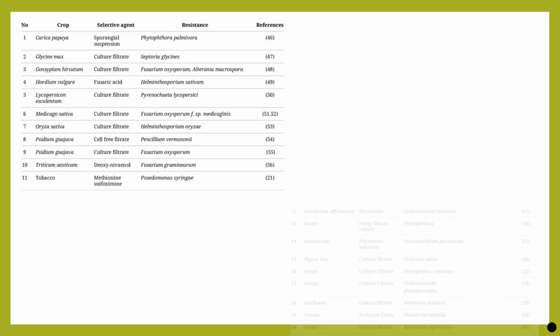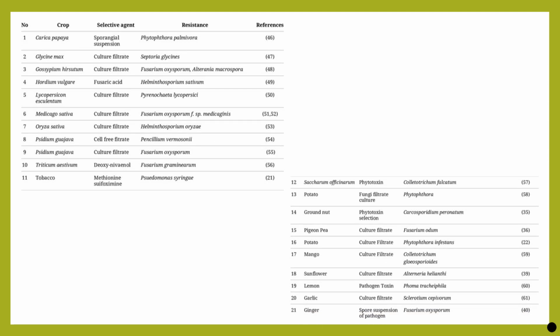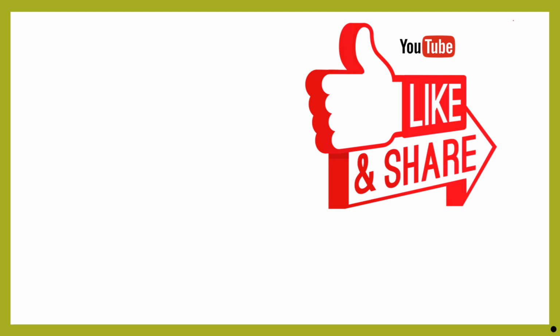So here is the list of a few plants which are somaclonal variants. Let me name some, like tobacco. We just had its name in the example, and the selective agent is methionine sulfoximine, right? Like pigeon pea, potato, mango, sunflower, lemon. There are so many varieties we have.